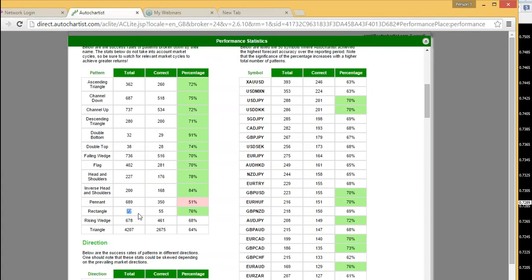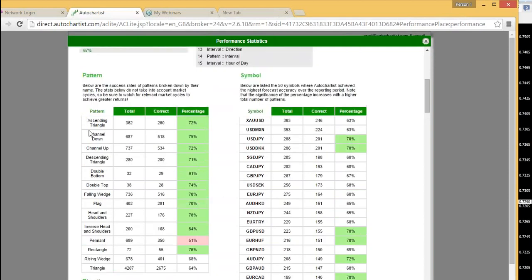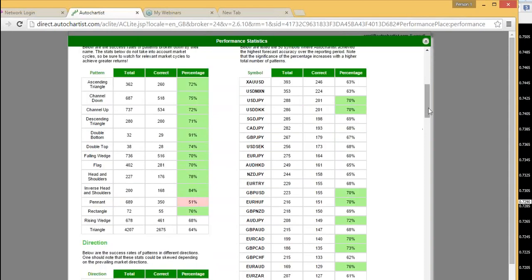So over the last 6 months I could have traded 72 rectangles, 227 head and shoulders, 38 double tops, and channel downs also have a good success rate, about 75%, and there were 687 of them. So that's well over 1,000 trading opportunities that I could have traded in the last 6 months. That's more than enough, so already I could use those as my filter. But you can see that the others do pretty well. Also ascending triangle, 72%. So most of them are in the 70% range.